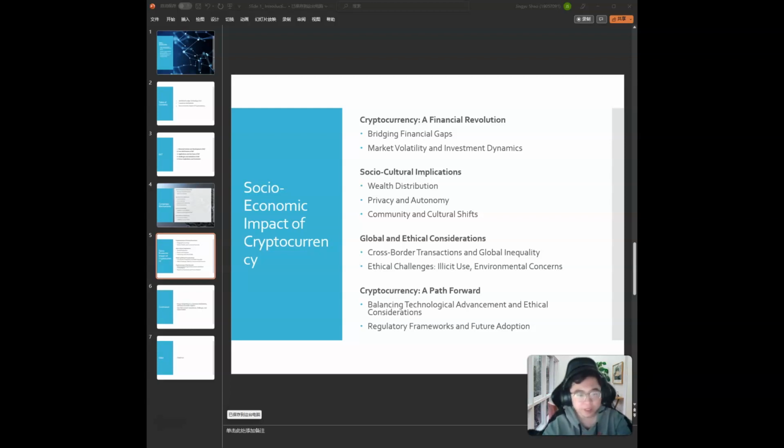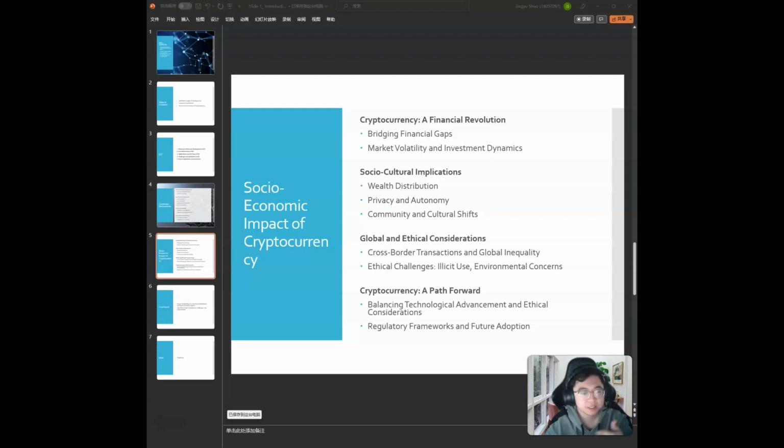For the economic impact, the financial ripple, financial inclusion: cryptocurrencies have the potential to augment financial inclusion, providing the unbanked population with access to financial services through mobile technology, thereby fostering personal economic growth and reducing poverty.